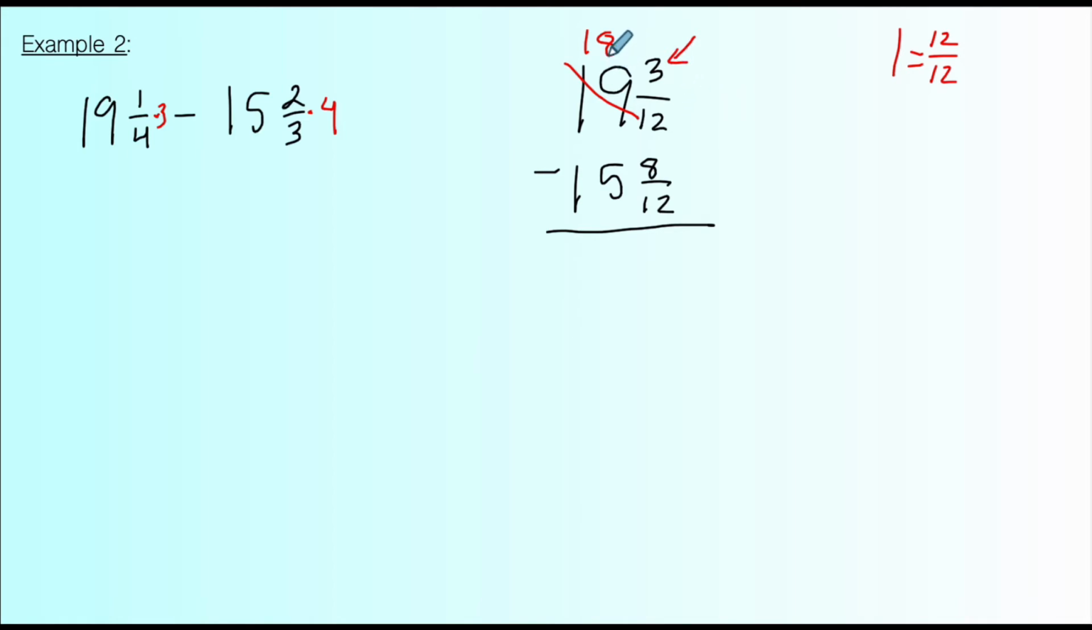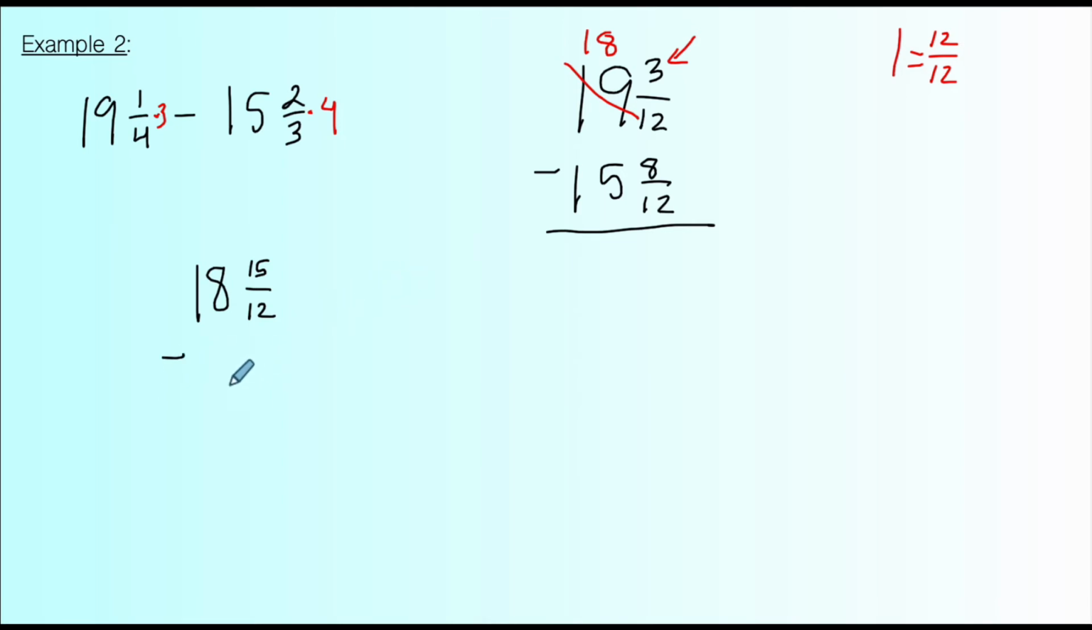So this 3/12 is going to become, I'll rewrite the whole problem. This is going to be 19 and 15/12. Where'd that 15/12 come from? 12/12 plus 3/12 is 15/12. And actually, I made a mistake. It's not 19 because we took one away from the whole number. It's 18.